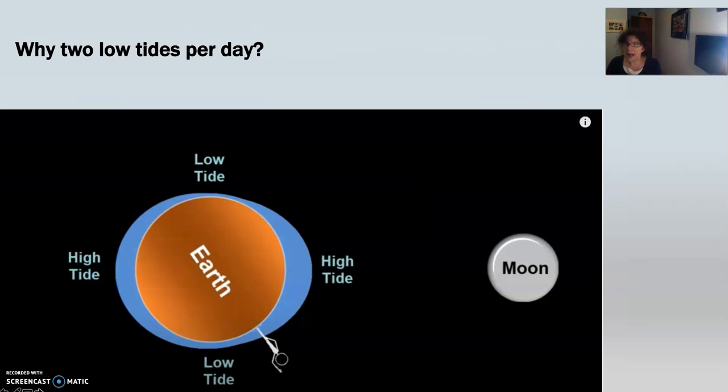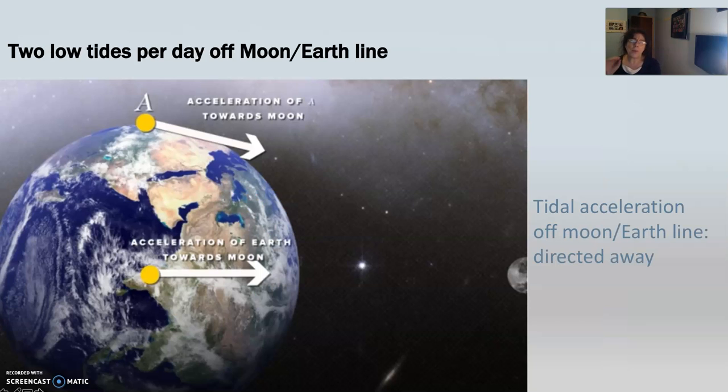Why are there 2 low tides every day? Well, remember, the Earth rotates into the tides and rotates into the low tides as well. And what you're seeing there is the Earth-Moon line. And of course, the moon is attracting the Earth, and the Earth is attracting the moon. And as the moon attracts the Earth, the acceleration of the Earth towards the moon moves along that line.